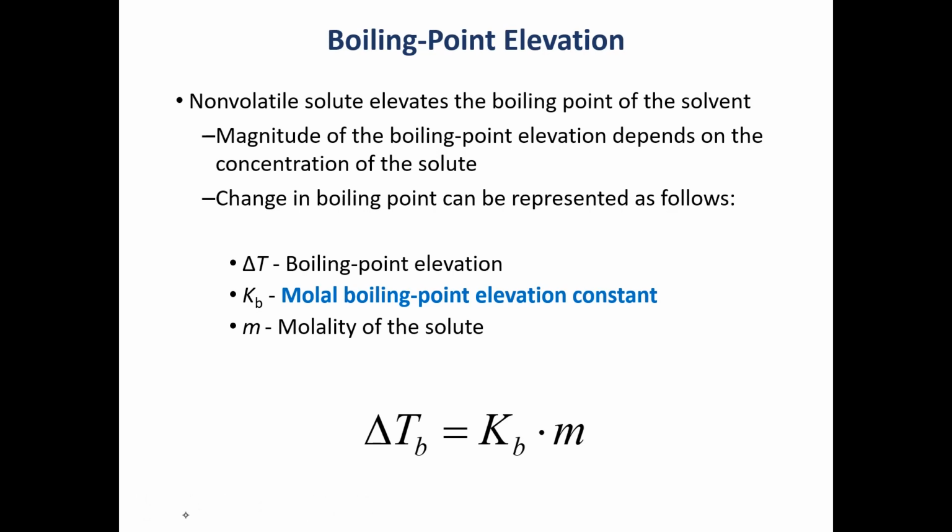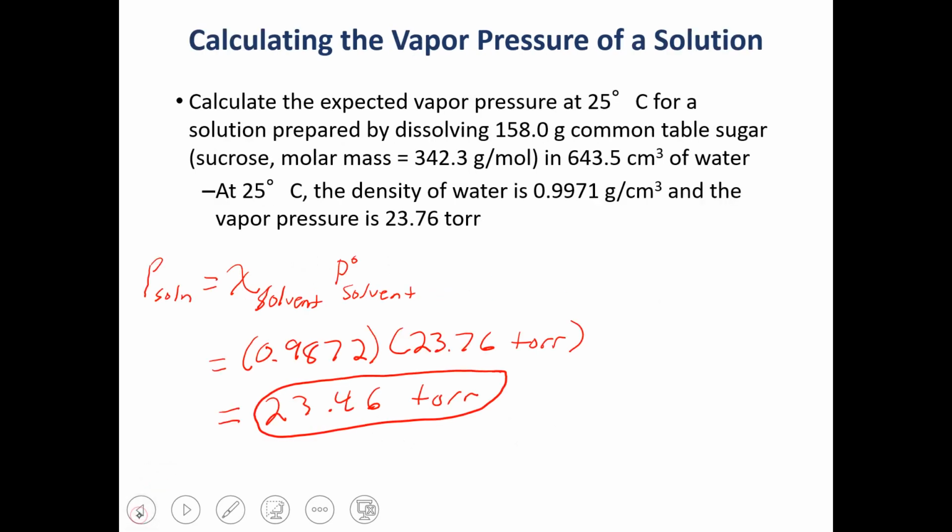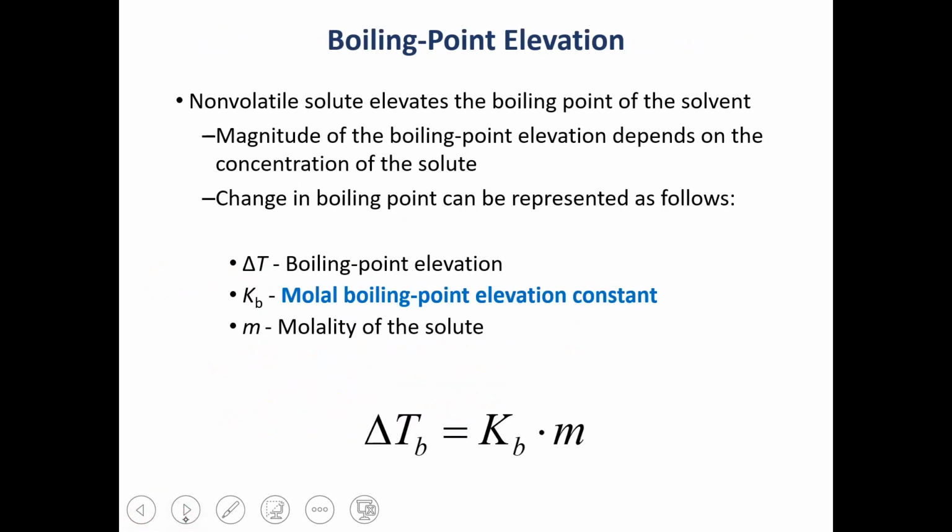We've talked about the vapor pressure lowering. So now let's talk about what happens to boiling point when we add a non-volatile solute. If we add a non-volatile solute to a solvent, that elevates the boiling point of the solvent. For example, you might have heard to add salt to water when you're cooking. Well, what that does is it increases the boiling point of water, so you will have to get to a higher temperature to boil your water.